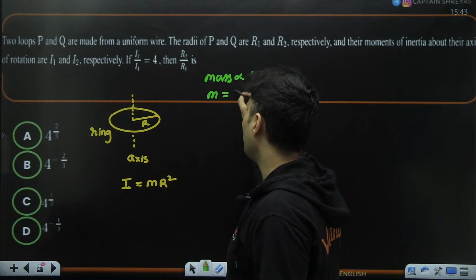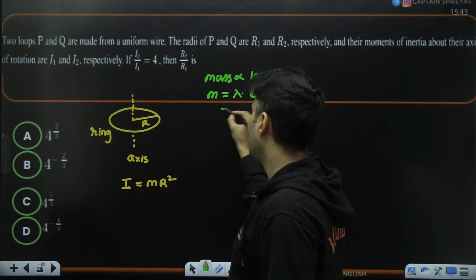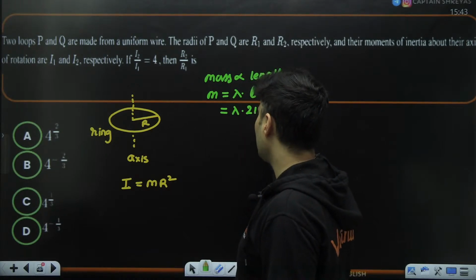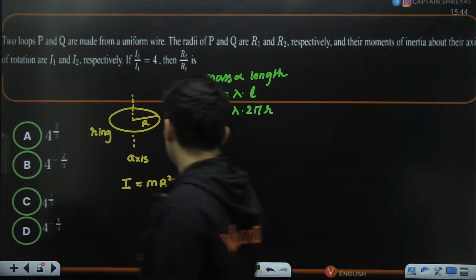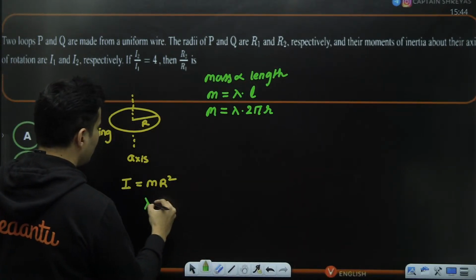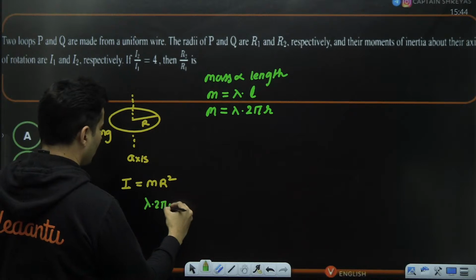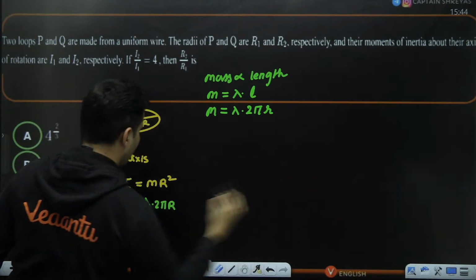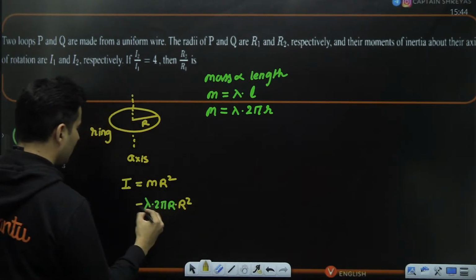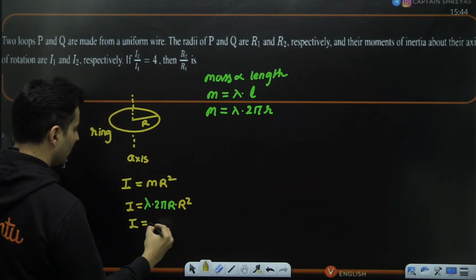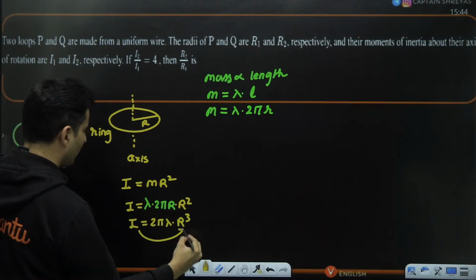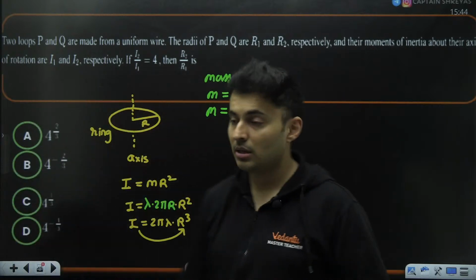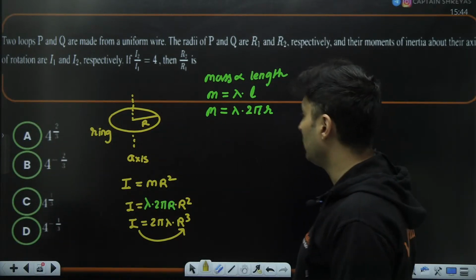In fact, the mass will be some lambda into the length, and the length will be the circumference, which is 2 pi r. So instead of mass, I will put lambda into 2 pi into r as it is, and this is r square. So that is inertia. So inertia is 2 pi lambda into r cube. So inertia is proportional to the cube of the radius.